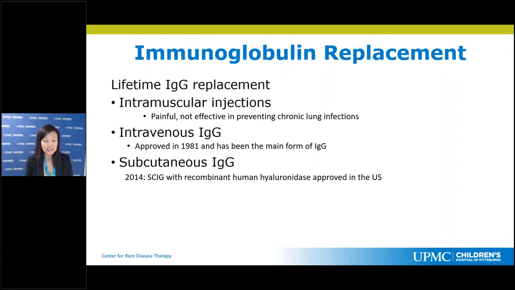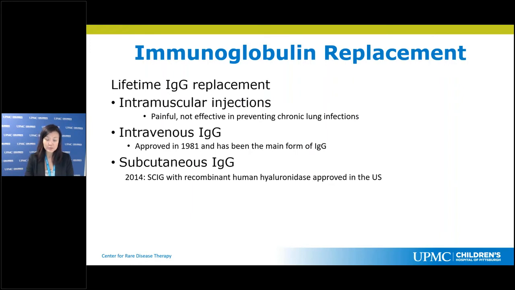Then in 1981, IVIG came out, and that has been pretty much the main form of immunoglobulin replacement, and that's been working really well. But it does have some peaks and troughs, and we could talk a little bit about that later, since those are questions that I get quite a bit in clinic.